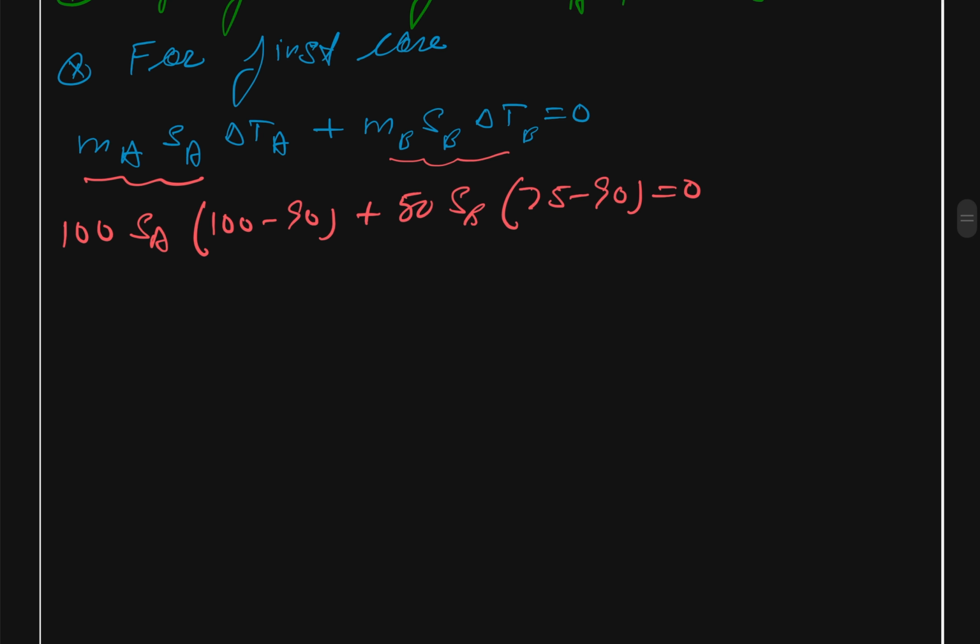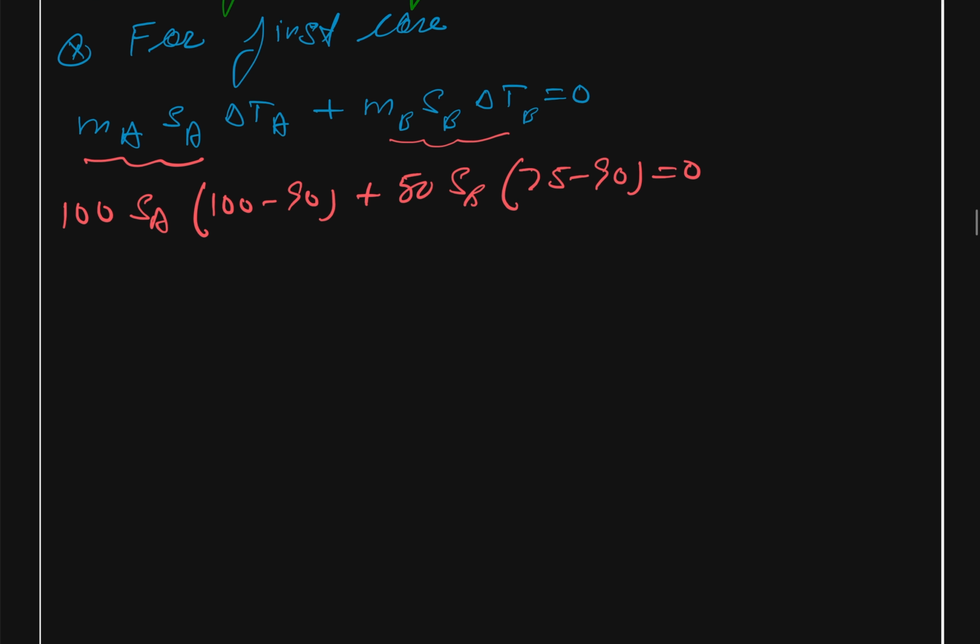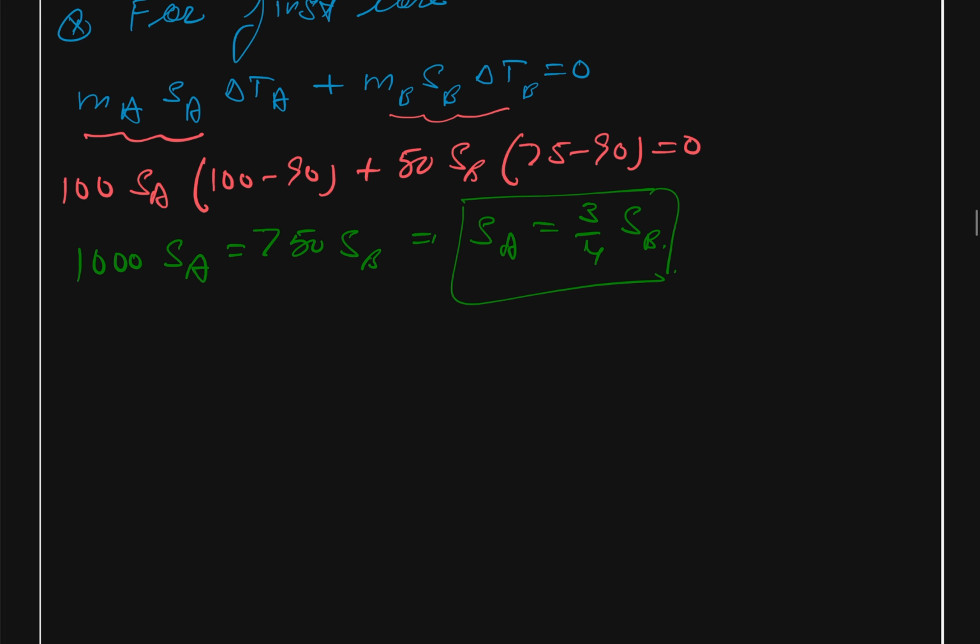That's the only premise of that. And we can write this as 1000 SA will be equal to 750 times SB. So we get SA is equal to 3 by 4 times SB. Now we have a second case.